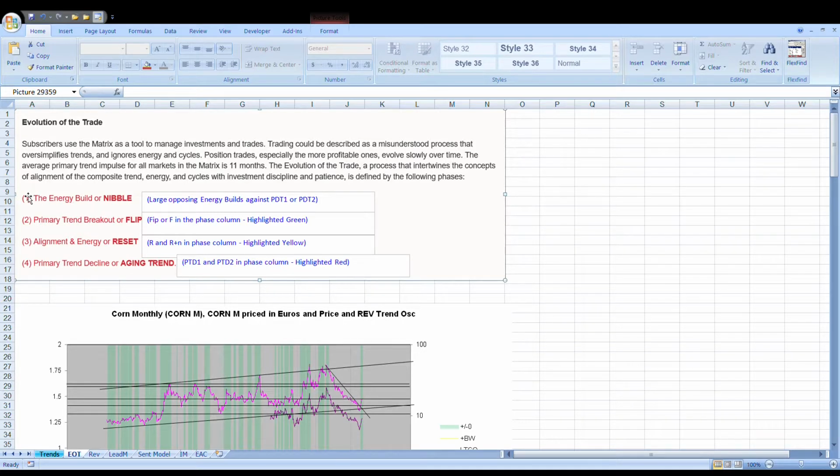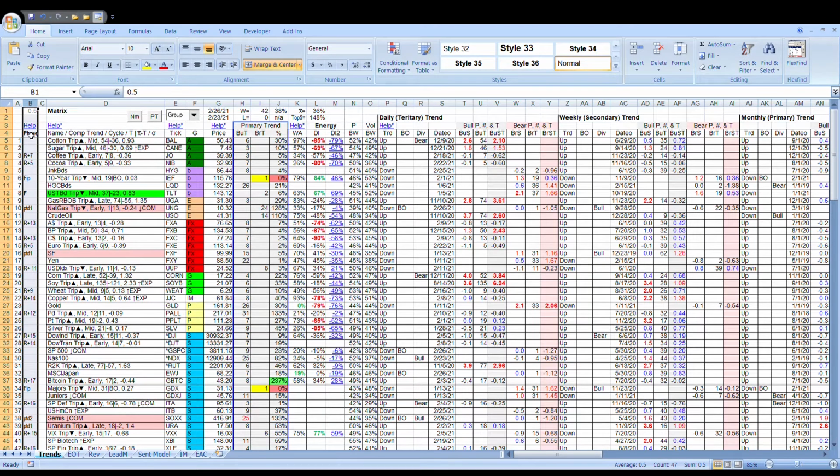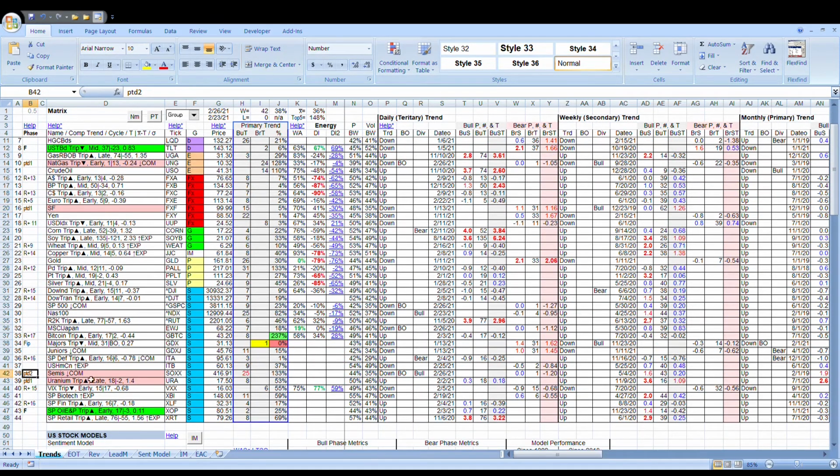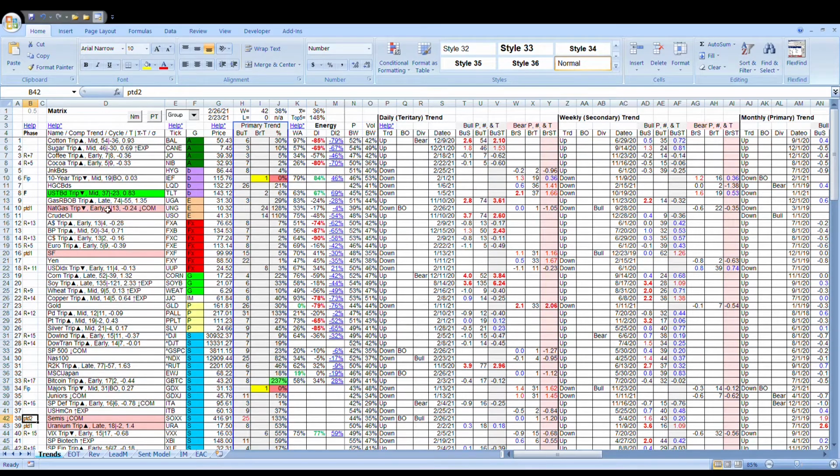So we use that and define four different phases within the evolution of the trade. The energy build or nibble, and these are large opposing energy builds against primary trend decline 1 and 2 phases, or PTD, which is located here in the phase column. We can see them marked right there. There's a PTD1, there's a PTD2, and they are highlighted red. The name columns are highlighted red when the computer finds a market that's entered primary trend decline.